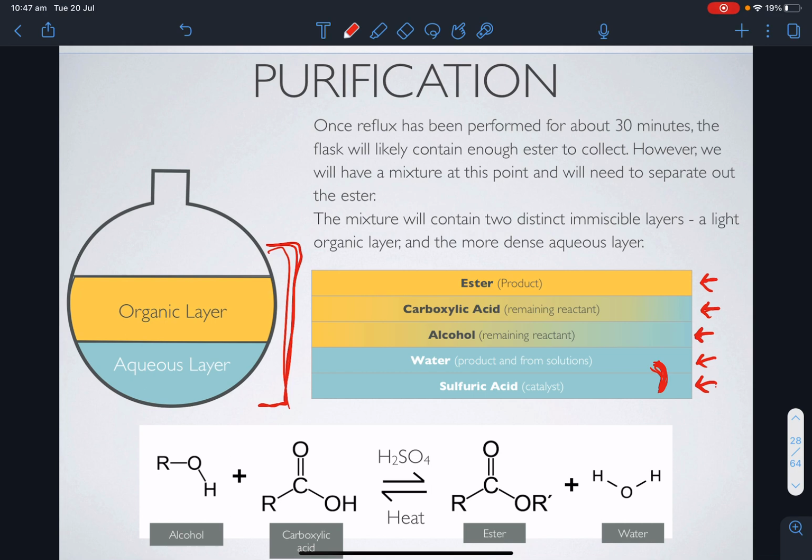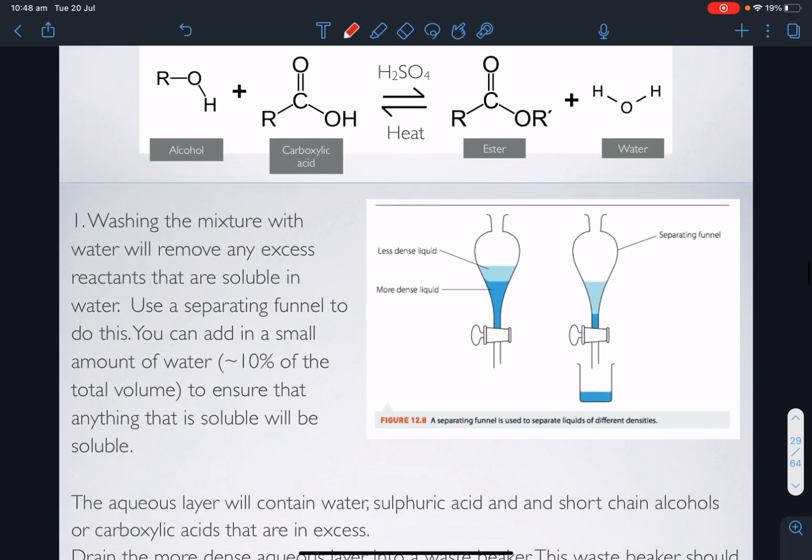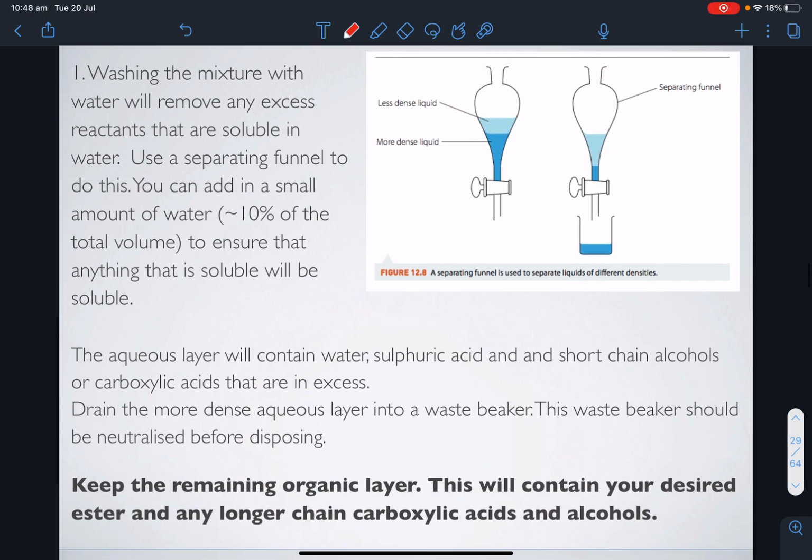Now we need to start a separation process, because we need to get our ester by itself. So step one, we add a little bit more water if we need to. We shake it on up and we put it in the good old separating funnel. Here's our diagram from the textbook of the separating funnel. The organic layer will be on top, and the water and anything soluble in water will be in the bottom. Our ester will be in the organic layer.